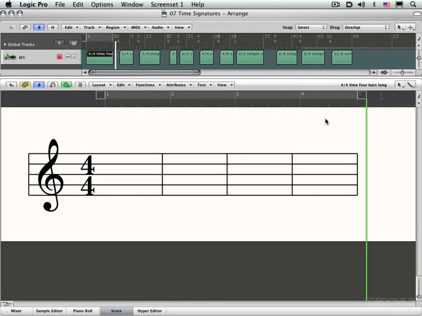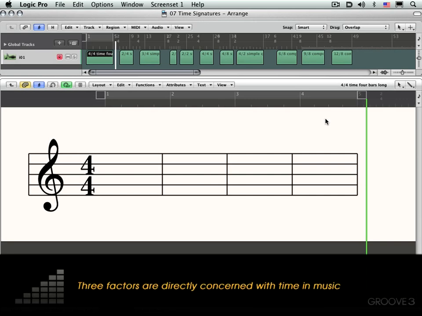Unlike painting or sculpture, music is a temporal art form. Three interrelated factors are directly concerned with time in music. First is meter, meaning that which measures. The second is tempo, in other words, the speed of that which we're measuring. And the third is rhythm, the actual thing that's being measured, notes.